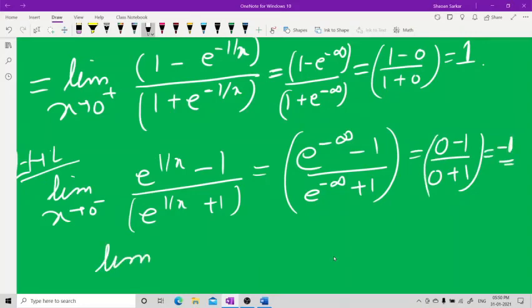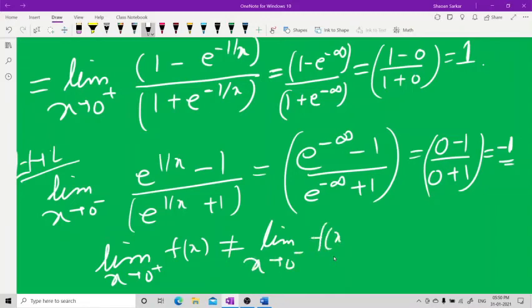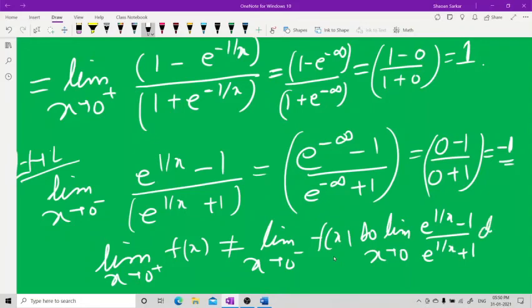So right hand limit, x tending to 0 plus f(x), here is not equal to limit x tending to 0 minus f(x). So limit x tending to 0 of e to the power of 1 upon x minus 1 upon e to the power of 1 upon x plus 1 does not exist. Does not exist at all. Now see one thing here.